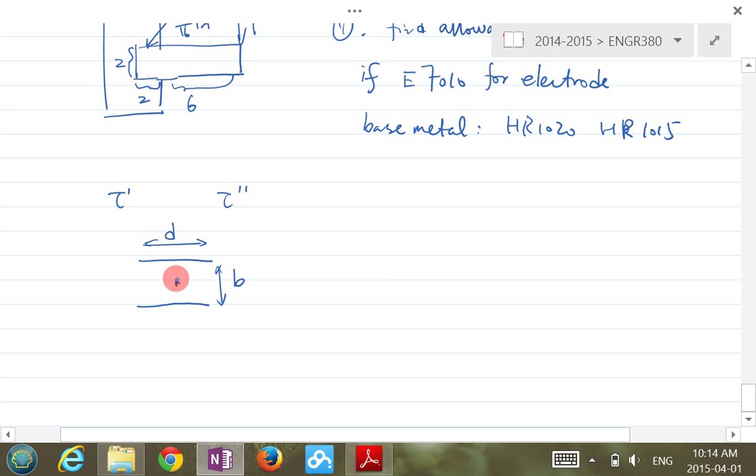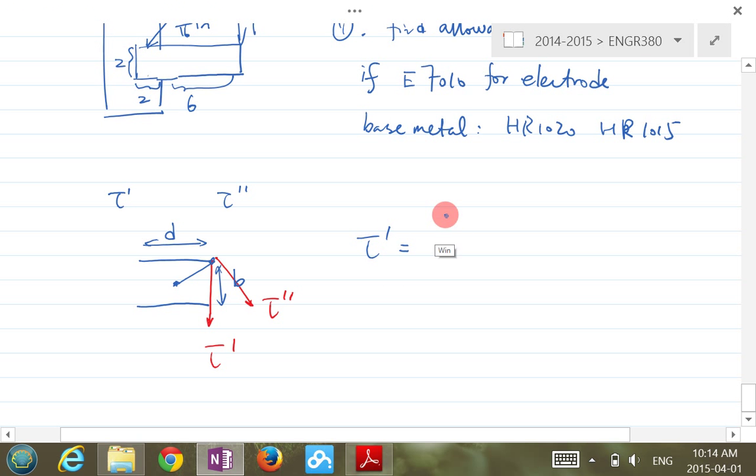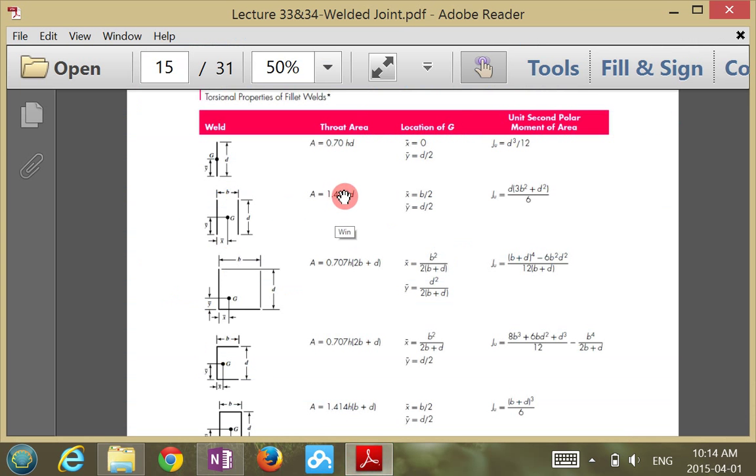Then we need to figure out the critical location. Apparently the critical location is at this edge here. The centroid is over here, and this is the edge. There are two stresses at this edge: one is tau prime, the other is tau double prime. Tau prime is easy. It's F over A. We don't know what F is yet, we're looking for F. A is the total throat area, and that can be calculated based on the second column here.